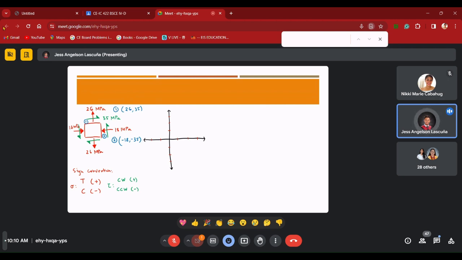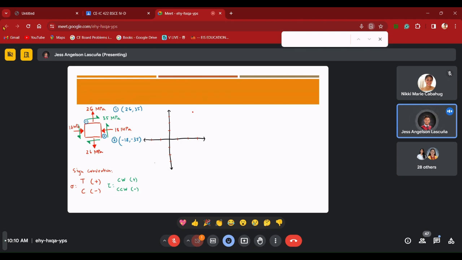So, okay, plain one, 26, 35, so maybe 10, 20, 30, 25. Probably that's the point. Then the other one is at 18, negative 35, so 18.